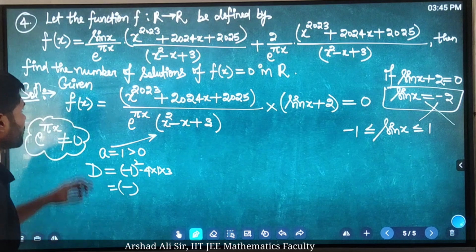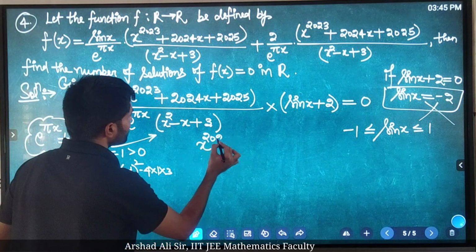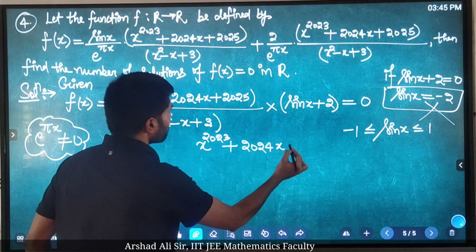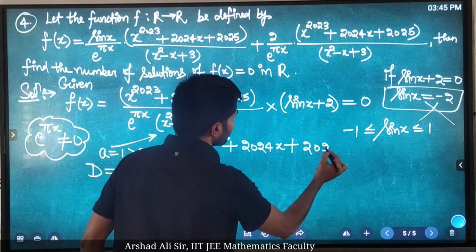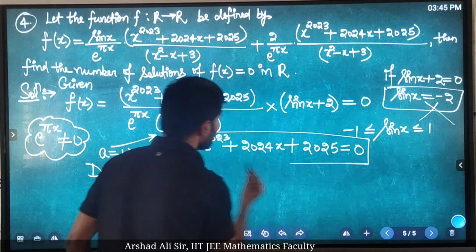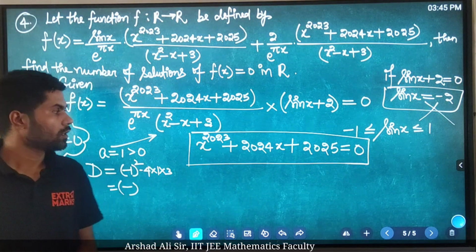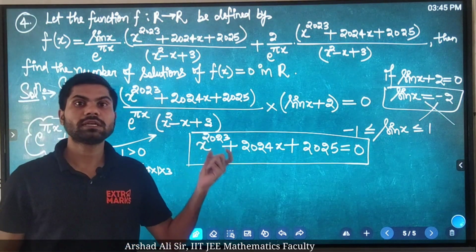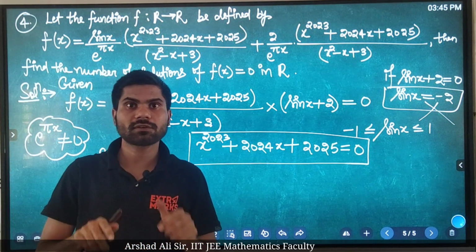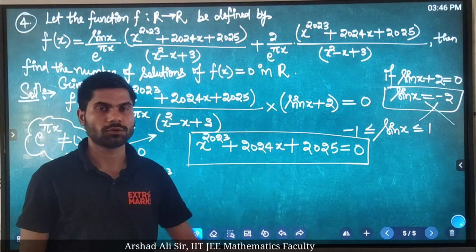So our main function is this one, x to the power 2023 plus 2024x plus 2025 is equal to 0. Okay student, this one is our main question, but problem is how to solve this one, because we have power 2023, so we are confused how many roots we will get, because it is our main question, how many solutions you will get if you will put f of x equal to 0.